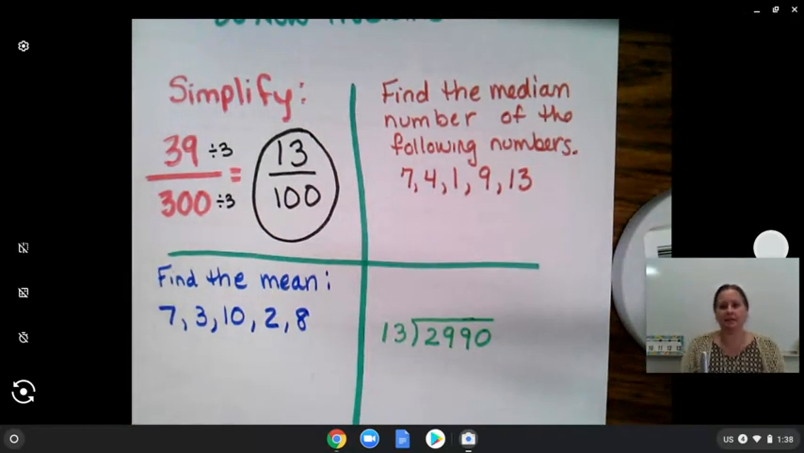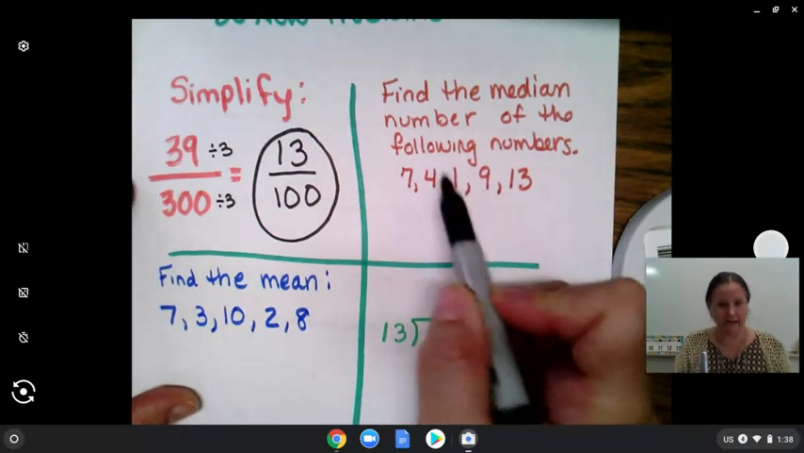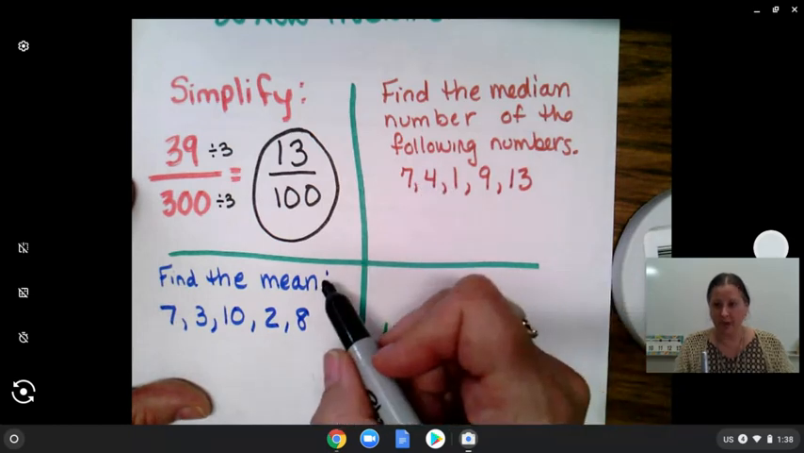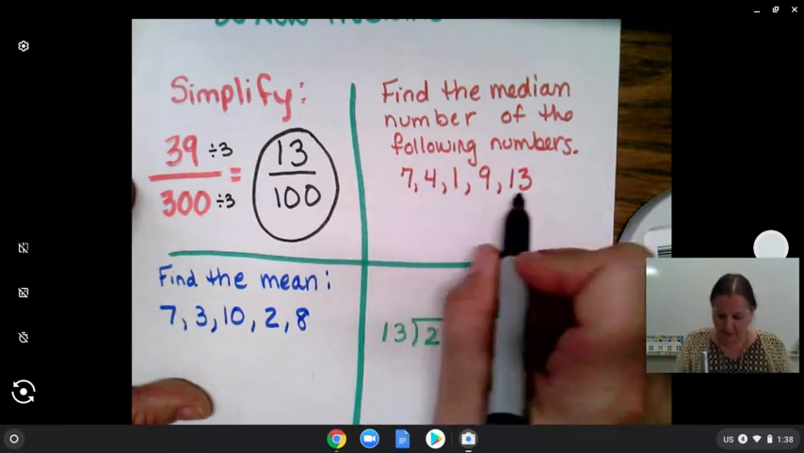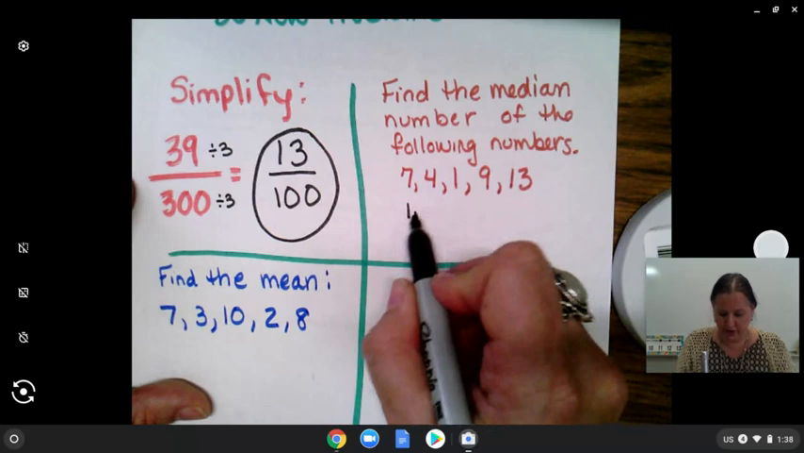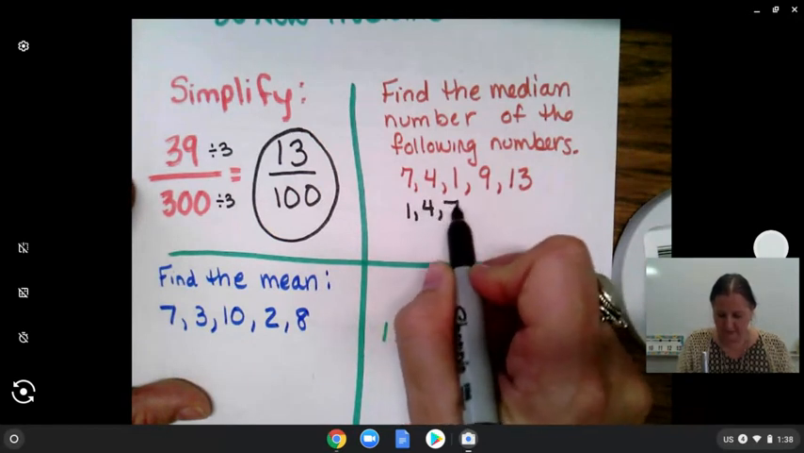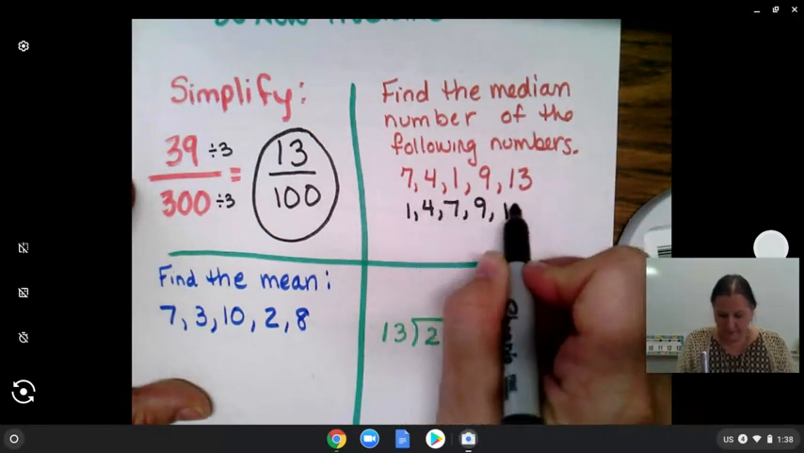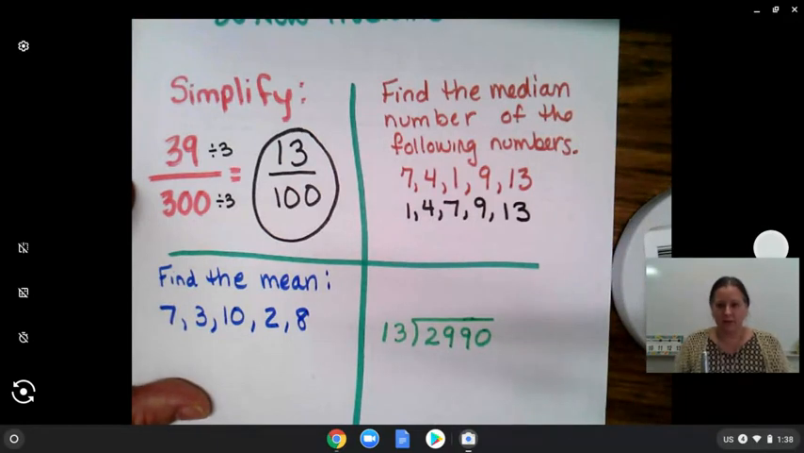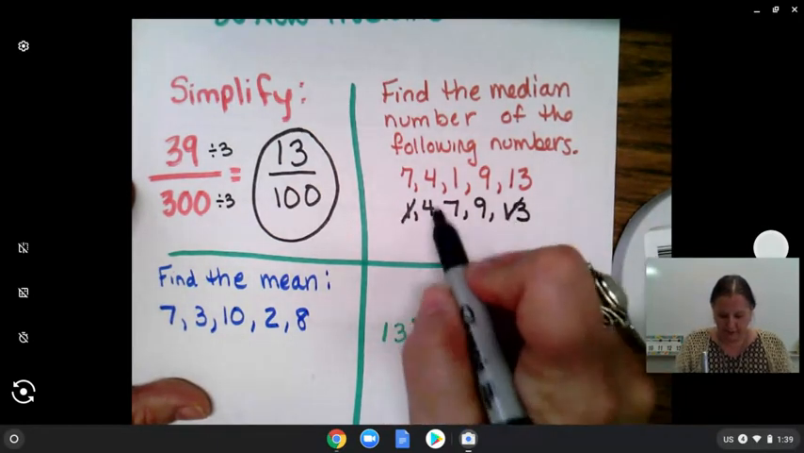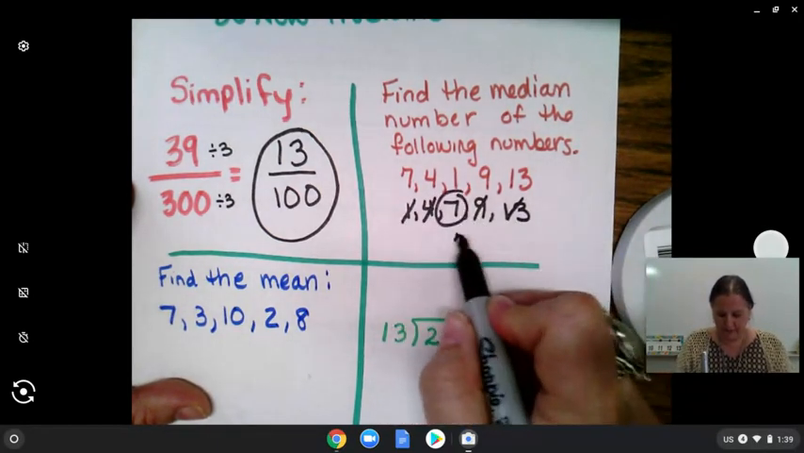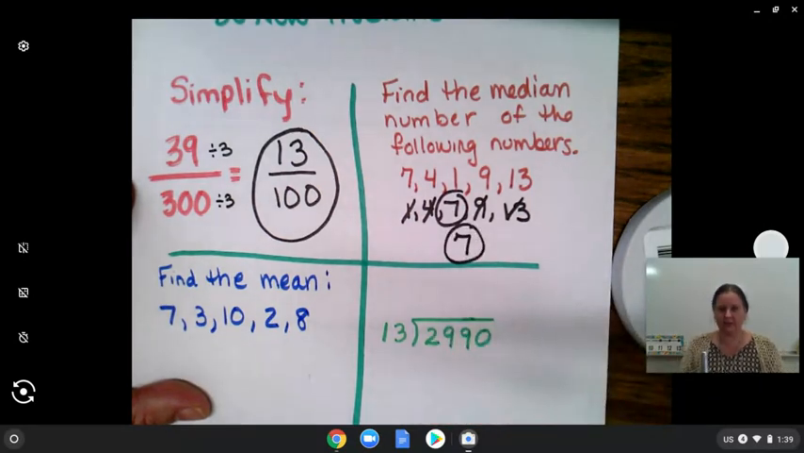Find the median number of the following numbers. So the median is always the middle, but it's not just the middle number. Like, it's not number 1 here. The first job you have to do when you're finding your median number is to put these in chronological order, or from smallest to largest. So I rewrite the numbers in chronological order, and then I find my middle number. So 7 would be the correct answer for the median in that list of numbers.